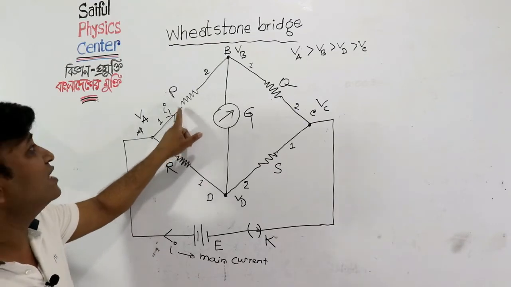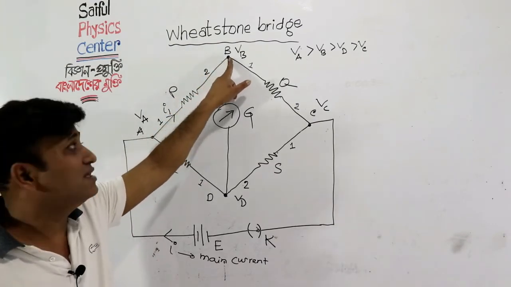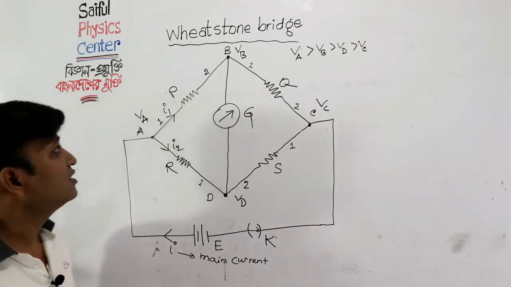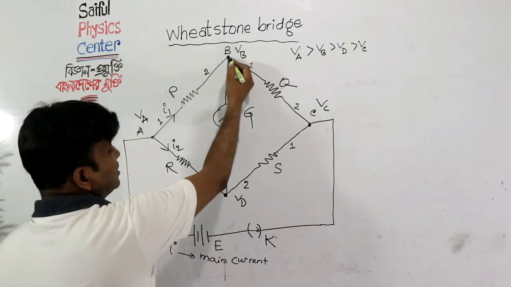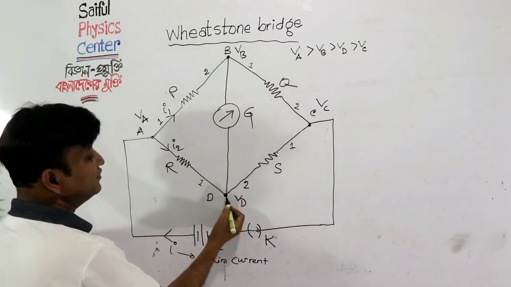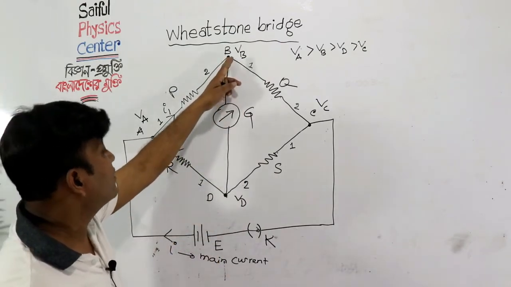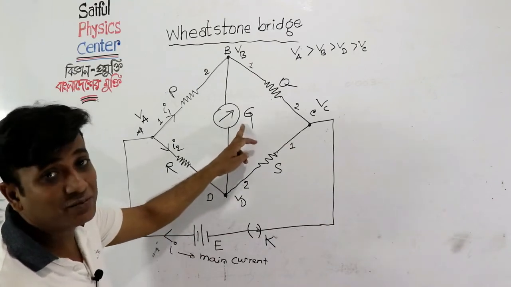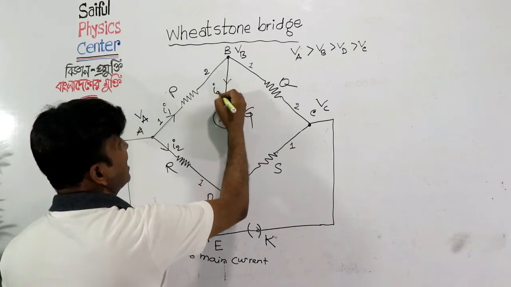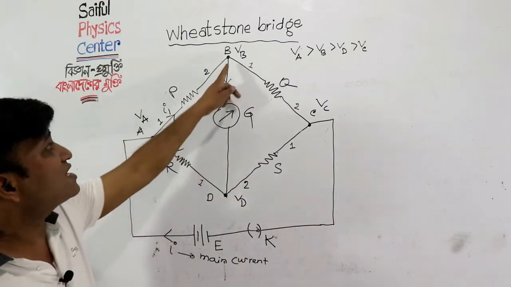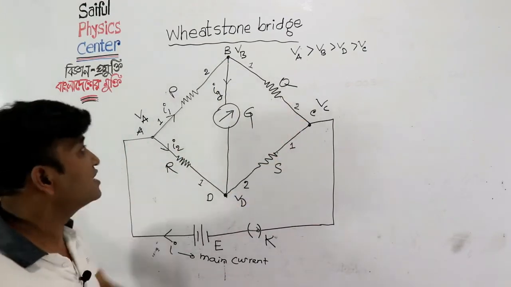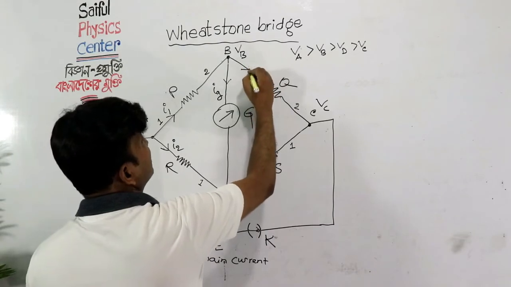When the current I1 reaches point B, it again divides into two paths. One is from B to D. As the potential VB is greater than VD, it flows from B to D through the galvanometer. We consider this current to be IG. Another current will flow from B to C through the resistance Q. Suppose this current is I3.